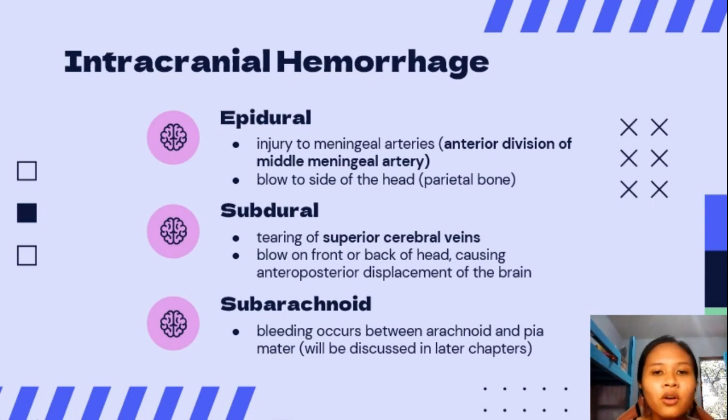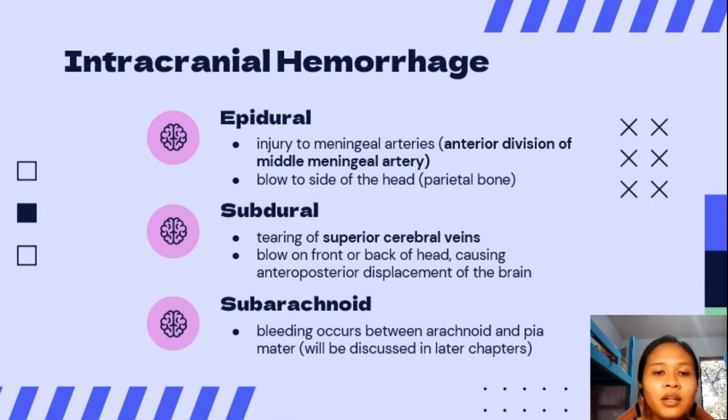Epidural hemorrhage is caused by injuries to the middle meningeal artery due to a blow to the side of the head or the parietal bone. We also recall that a common site for MMA injury is beneath the pterion, which is the thinnest part of the skull. Bleeding occurs above the meningeal layer of the dura or the true dura and below the periosteal layer of the skull.